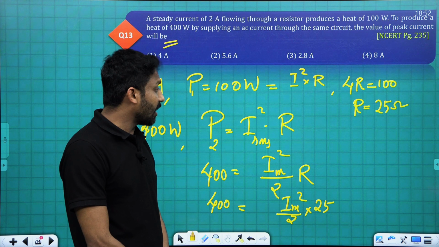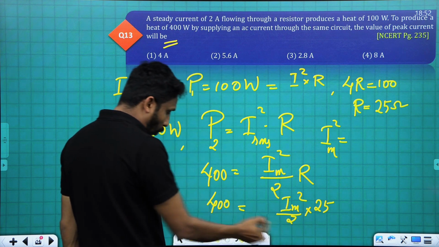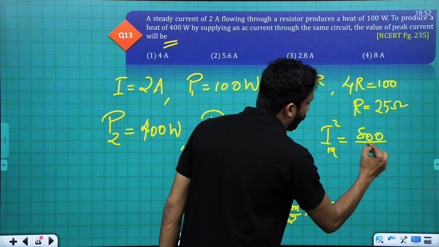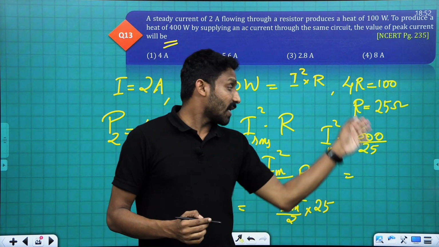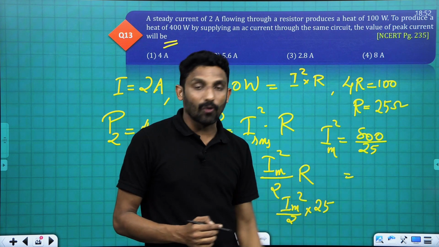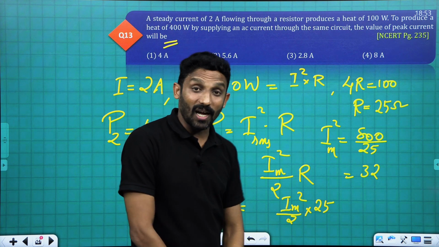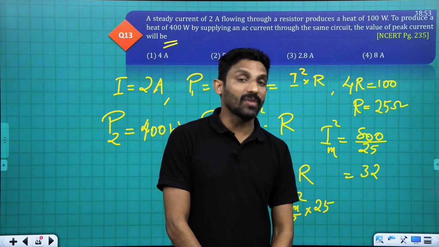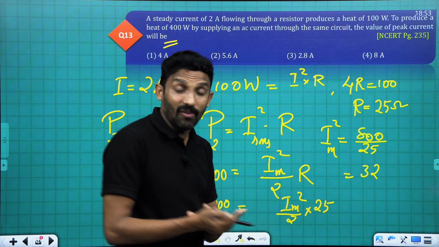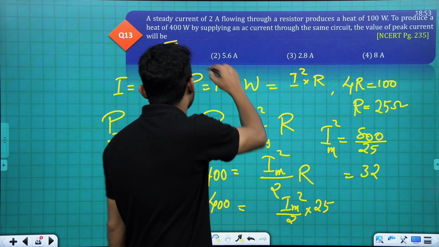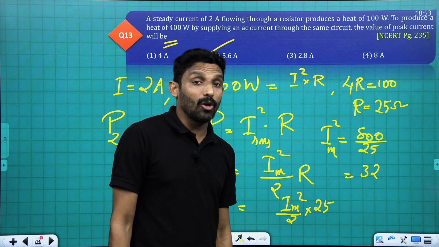That is 800 divided by 25. IM square is equal to 2 into 400, that is 800, divided by 25. That is 8 into 100 by 25. 100 by 25 is 4, and 8 into 4 is 32. So 32 is IM square. Then what will be IM? Root of 32. Root of 32 will be a value between 5 and 6. So here the answer is option 2, 5.6 ampere.